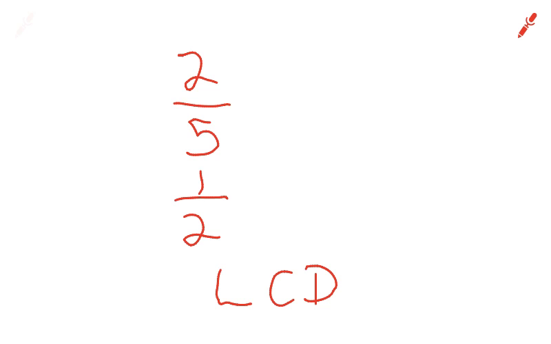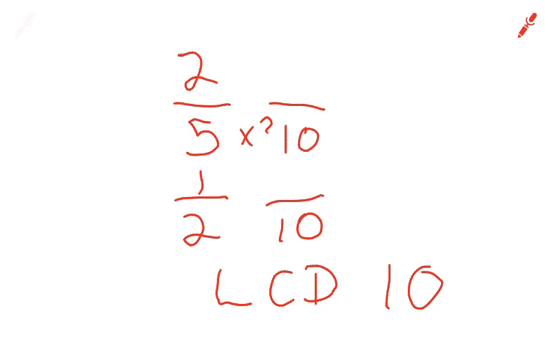2/5 and 1/2. What is the lowest common denominator for 2/5 and 1/2? 10. So I know that both of these will be 10 here, 10 here. 5 times what is going to equal 10? 2. Good. 5 times 2. So if we do times 2 here, we've got to do times 2 here. 2 times 2 is 4.